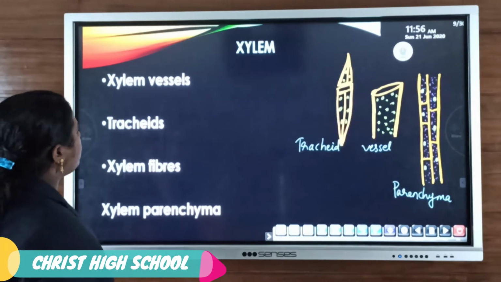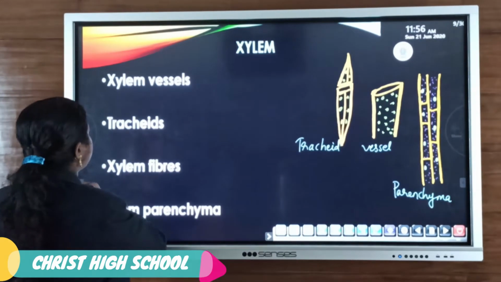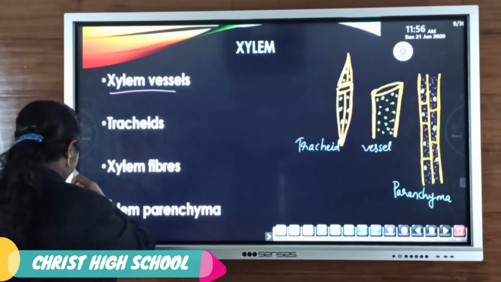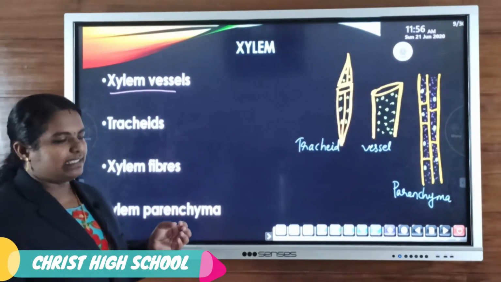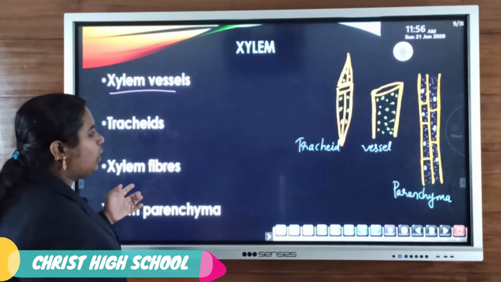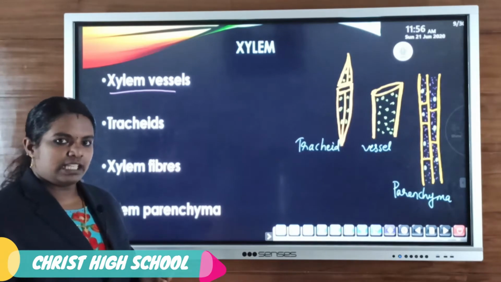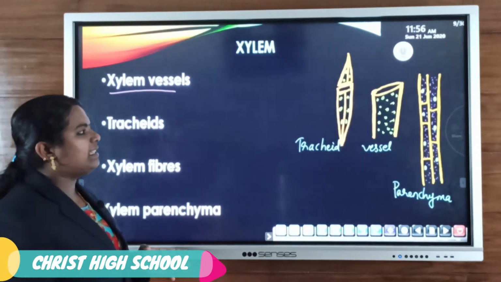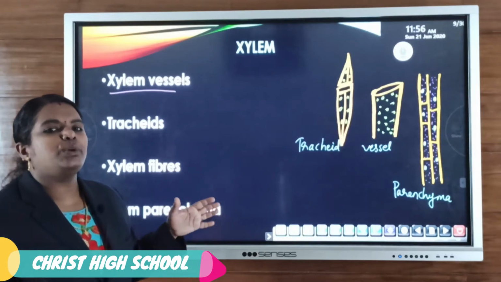Its first part is xylem vessels. Xylem vessels are elongated cells and open at both ends, and they form a continuous channel.